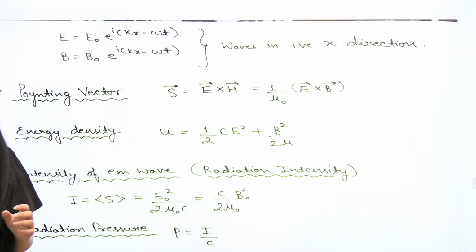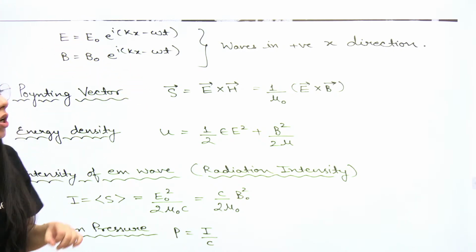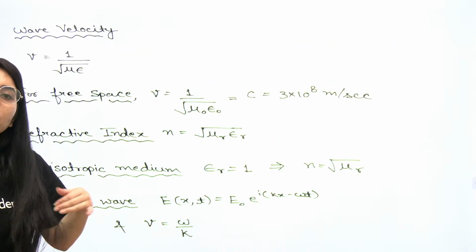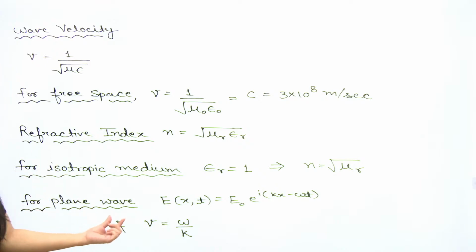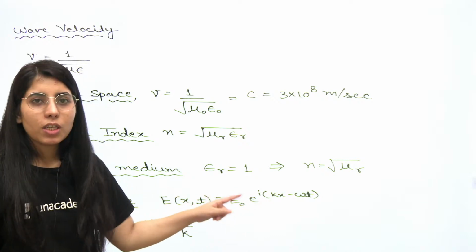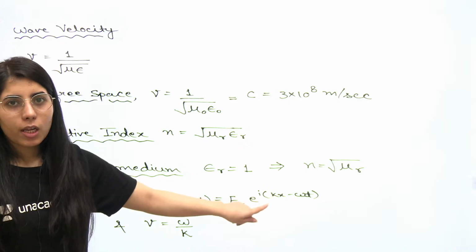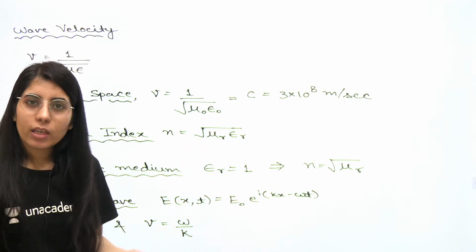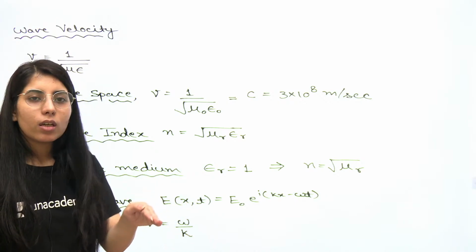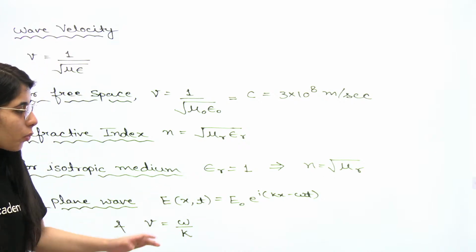Because sometimes, once we know the general form, and we had this type of question in previous years, they will provide the electric field expression, the magnetic field expression, or just one of them, and then ask you to find V. You know V is equal to omega upon K. Once you compare the given electric field expression with this standard expression, you will get the omega value and the K value, and so you will be able to get the value of V, which is omega upon K.